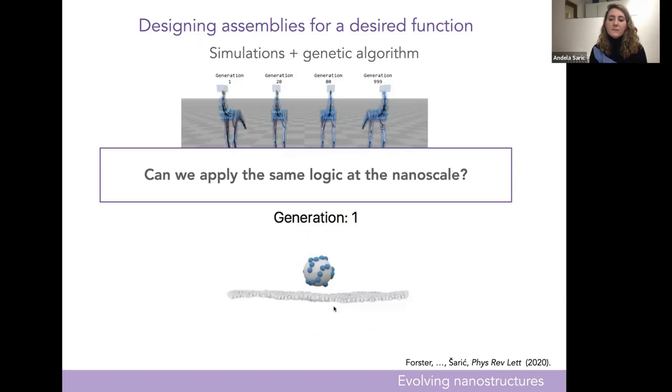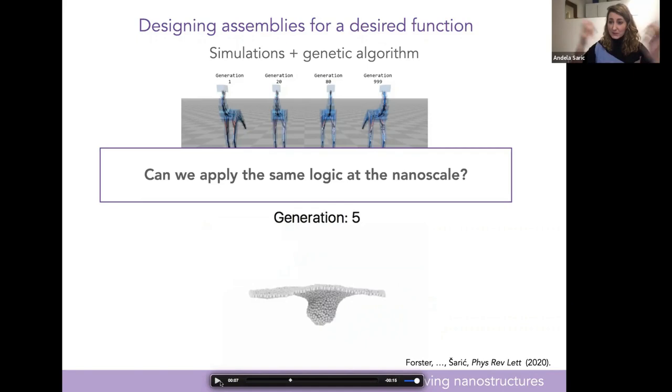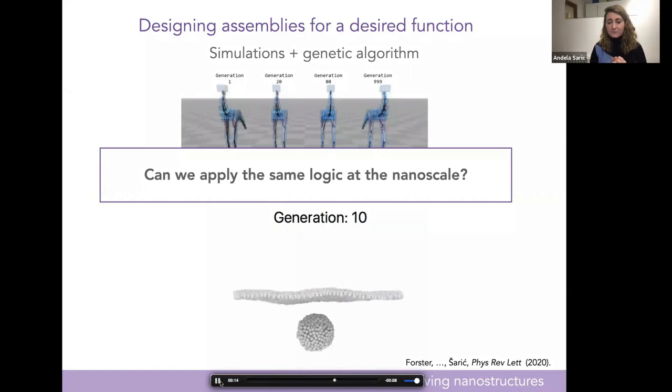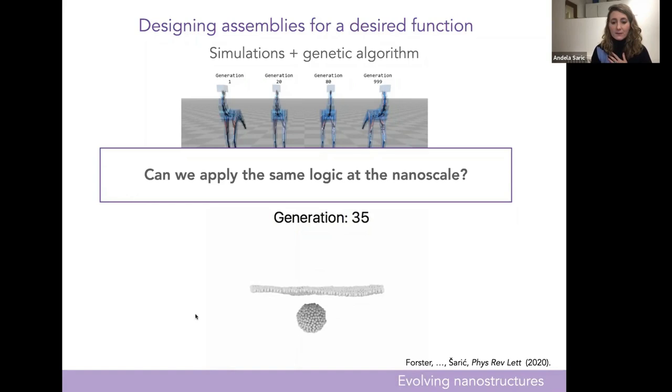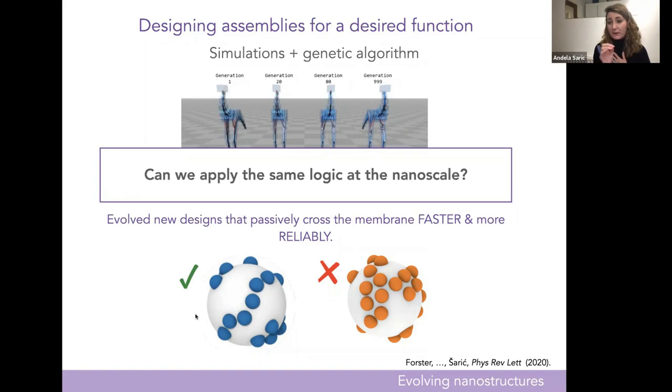We start with a random guess, it doesn't really go in. We then basically do a bunch of these. We measure their performance, we mate them, mutate them, separate them into demes, then merge them later. And here, I'm showing the best individuals of each generation. Generation 5 deforms better. Generation 10, I think, goes in already. And generation 35 goes in faster and more reliably, meaning that more replicas from the generation go in. So in this way, we managed to evolve particles that do stuff, in this case, transfer the membrane.